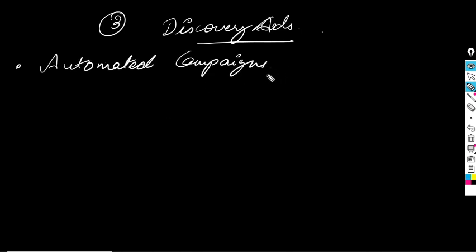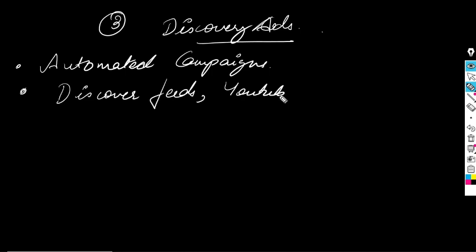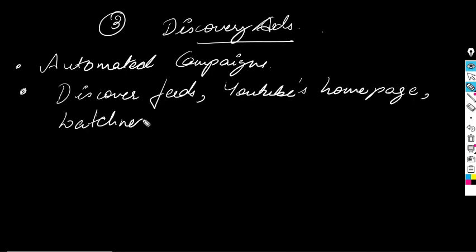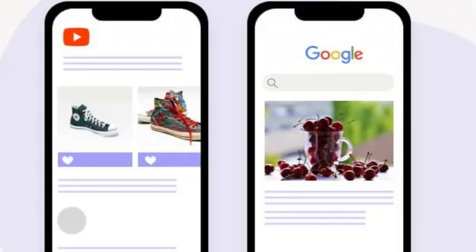That means these are the advertisements which are not by automation. You can understand that some part of it is being managed by Google itself. Okay, where are these advertisements going to appear? These will appear in the discover feeds or YouTube's homepage, or in the YouTube watch next feed, or it can be in the Gmail's promotion.